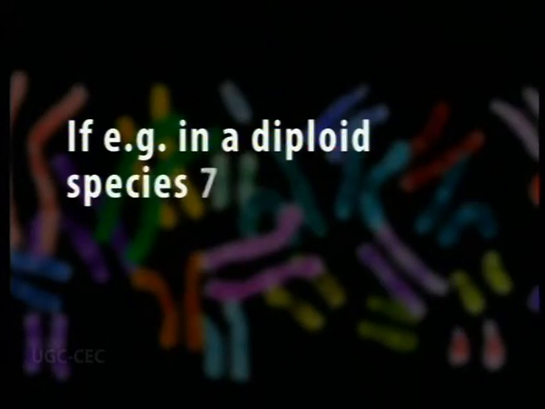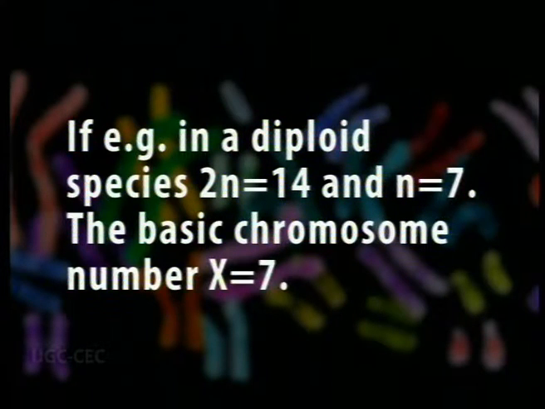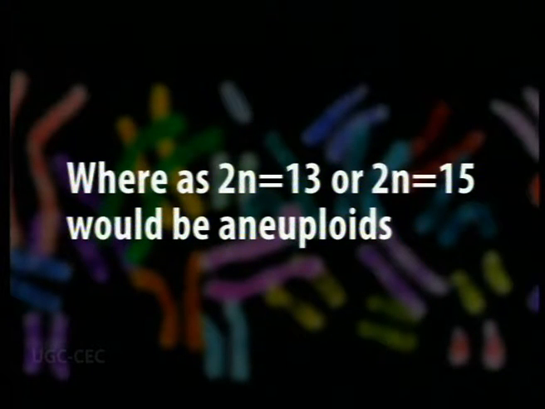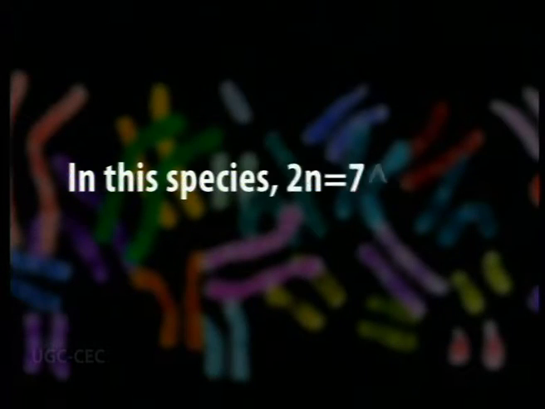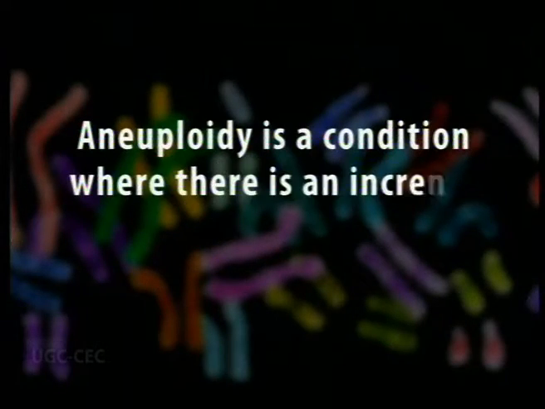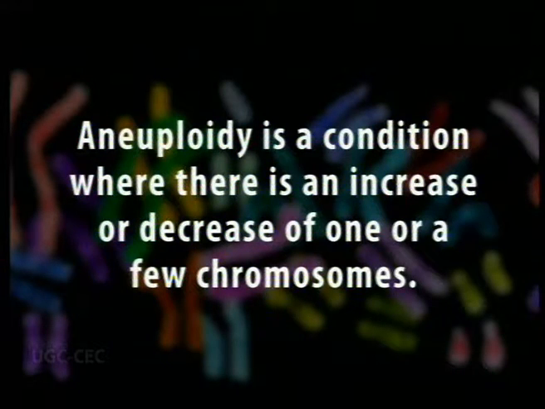Say for example, in a species with 2n equal to 14, n is equal to 7. In this species, if there are variations in chromosome number, then 2n equal to 15 or 2n equal to 13 instead of 14 are aneuploid situations, whereas 2n equal to 7, 14, 21, 28 are different euploid conditions. Now, aneuploidy, which is our basic topic today, is a condition where there is an increase or decrease of one or a few chromosomes from the basic somatic chromosome number.